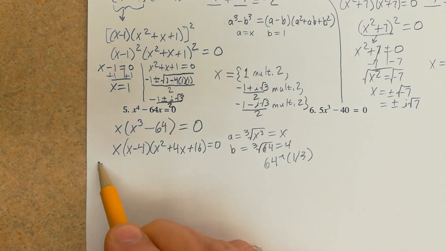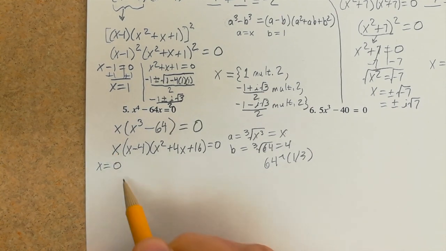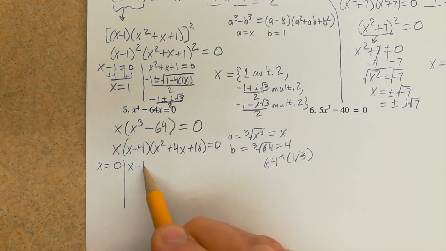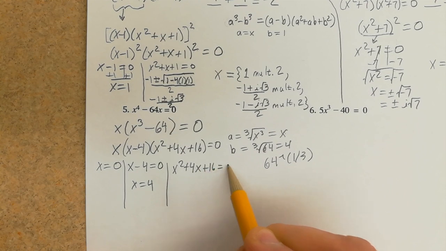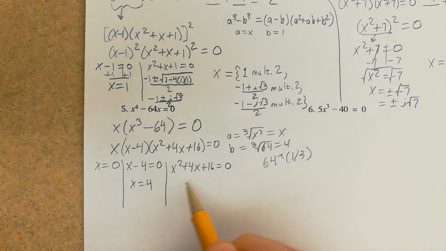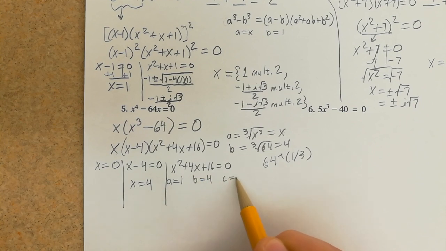Okay, so one of our solutions is going to be 0, right? Because we have that x out front. The other solution, x minus 4 equals 0. You could solve it or just think, well, 4 minus 4 is 0, right? So x equals 4 is another solution. The other one, we have a quadratic factor. We have to use the quadratic formula. A equals 1, B equals 4, C equals 16.